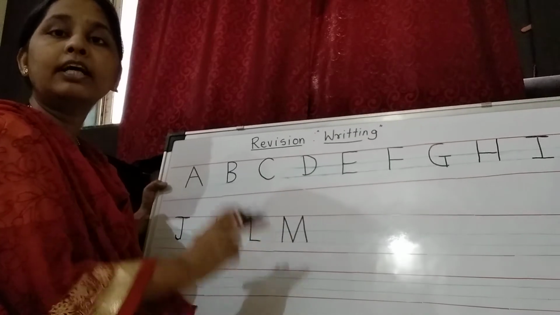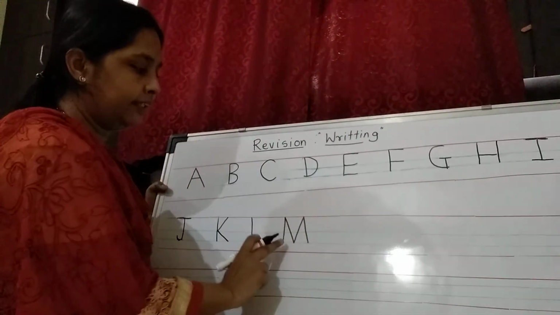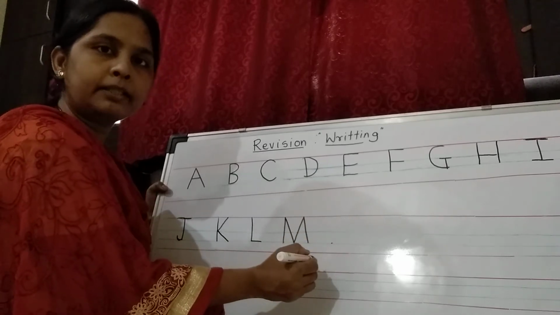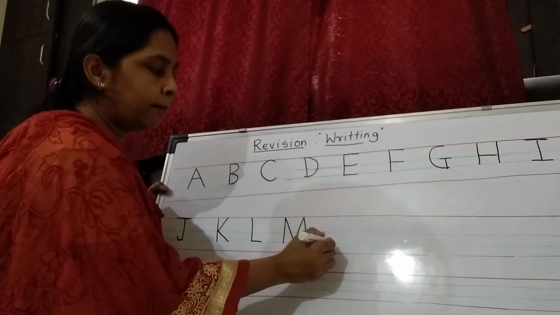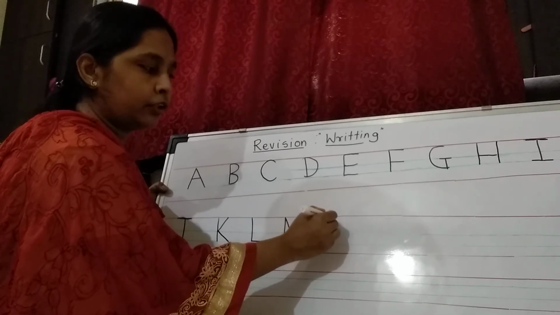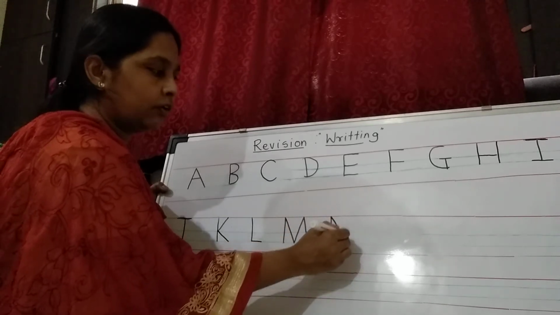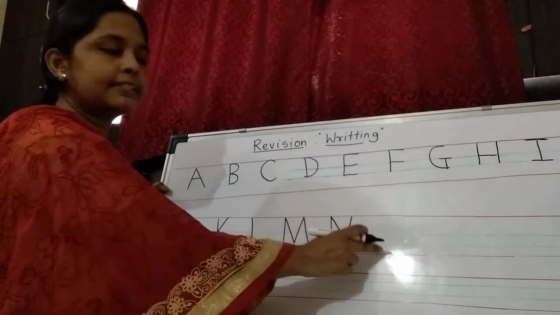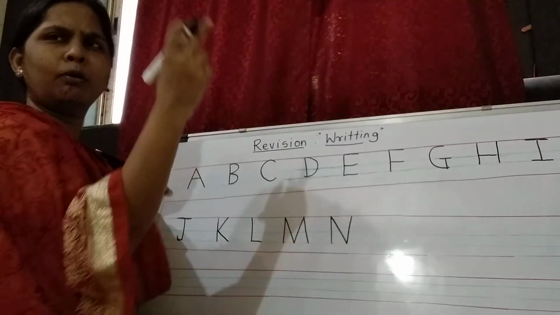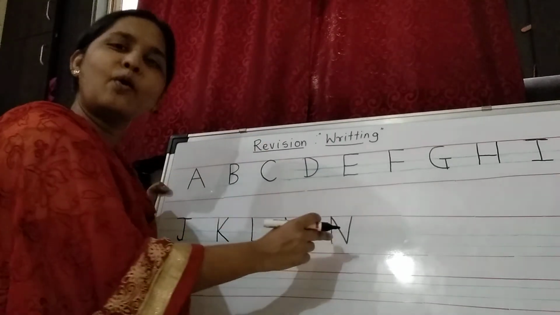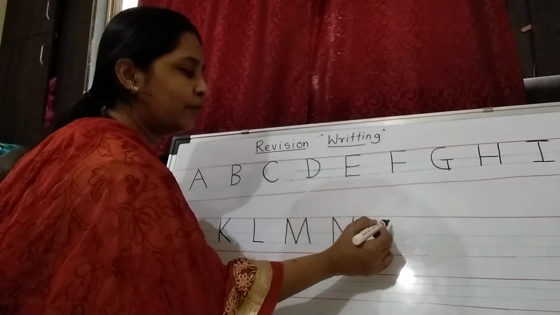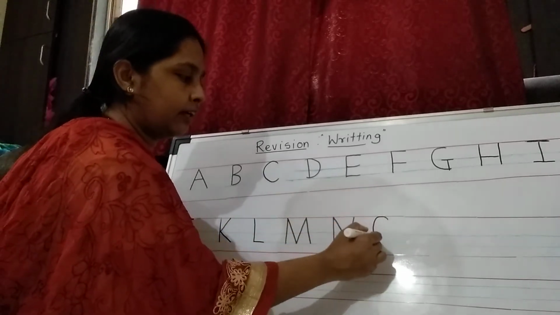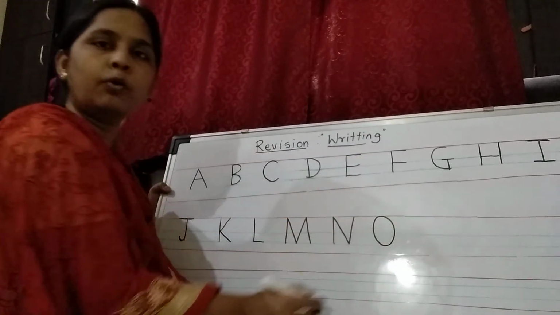Okay? Now let us go to the next. Now we are writing N. What are we writing? N. Same way. Keep your pencil on the blue line. Go up. Go down. Go up. N. The next is? Next is? O. Letter O. So keep in mind red line and blue line. And draw one circle. It becomes O.